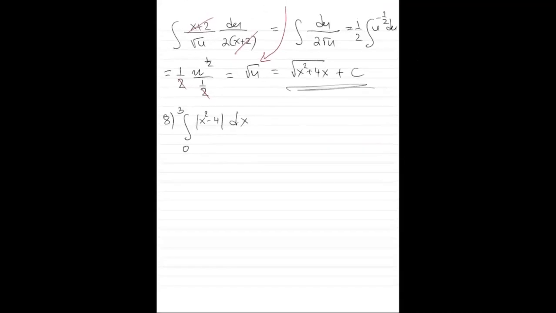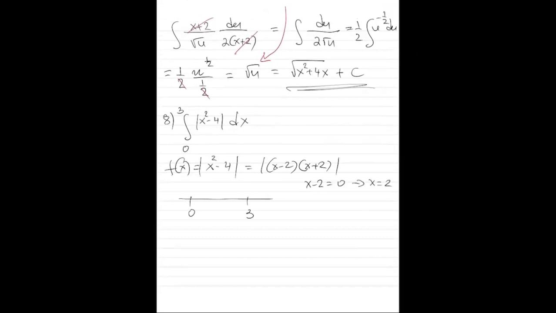Number 8. Now, we're going to have a definite integral from 0 to 3, absolute value x squared minus 4 dx. Another absolute value integral, so it will be helpful to review the function here, which we can break down to x minus 2 times x plus 2, and our interval is from 0 to 3. Where does this function become 0? We can write this down here. X minus 2 equals 0, so x equals 2, x plus 2 equals 0, x equals negative 2.